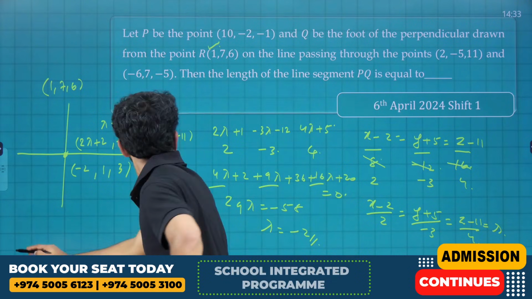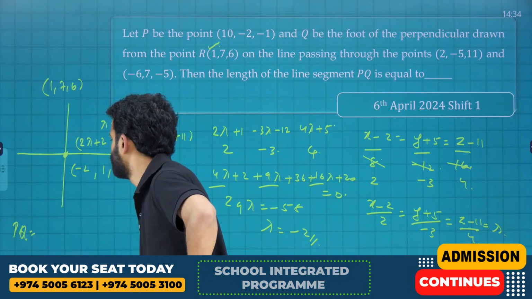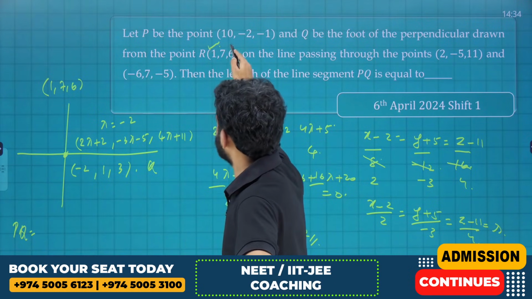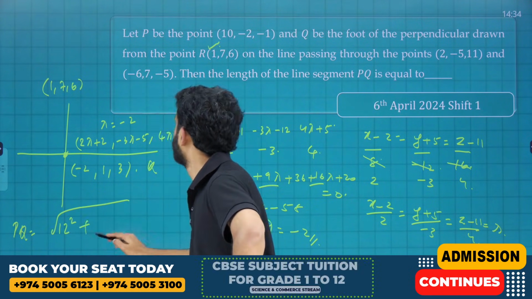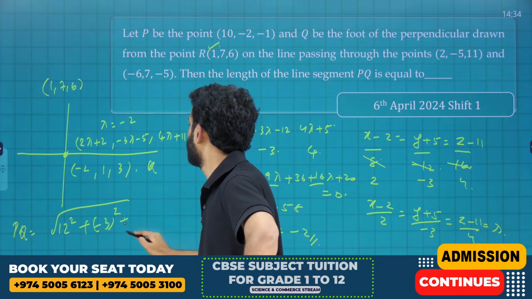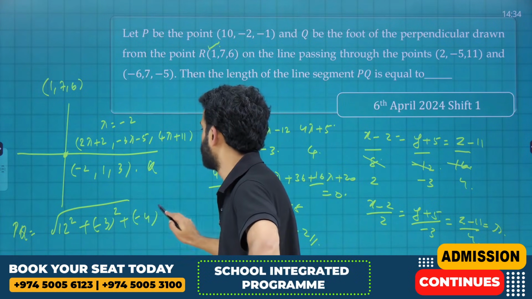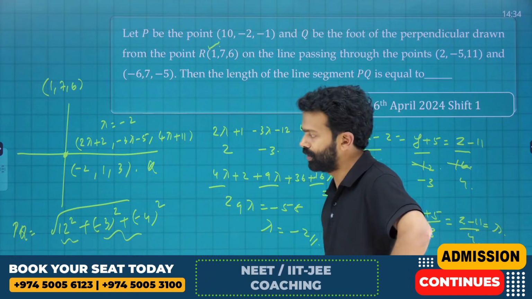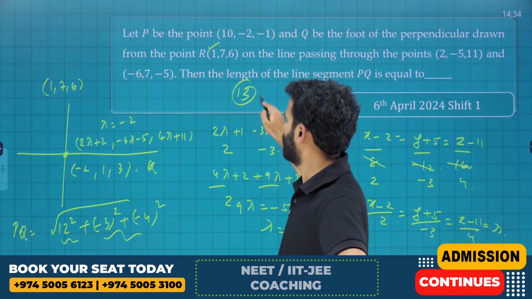Therefore, we can find PQ, the length of the line segment PQ. PQ means 10 minus minus 2 the whole square, that is 12 square, plus minus 2 minus 1, that is minus 3 the whole square, plus minus 1 minus 3, that is minus 4 the whole square. This is 144 plus 9 plus 16. That is 169. And what is root 169? 13. What is the value of PQ then? 13. A very direct question.